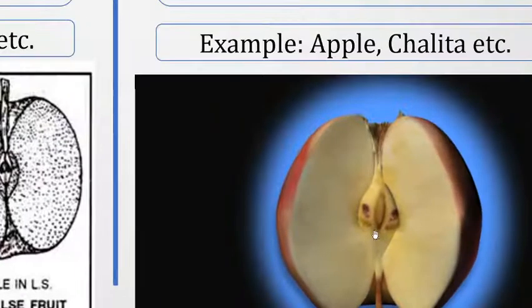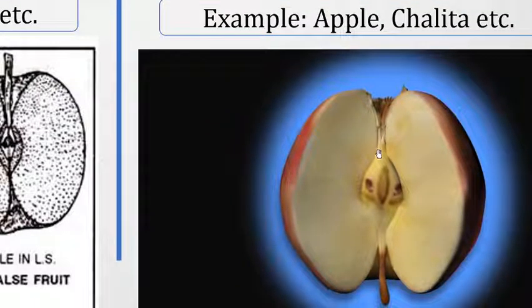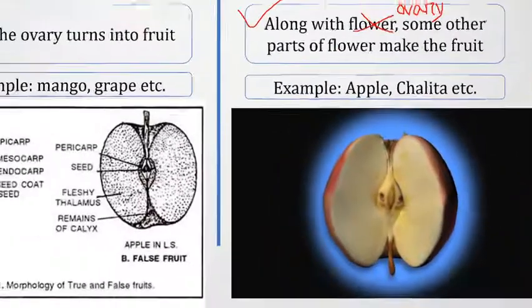So here the ovary contributes to the inner part of the fruit. That is not the part we consume. That doesn't contribute to the fleshy part. The fleshy part, which is most of the apple, comes from the flower part other than the ovary. That is why apple is called a false fruit.